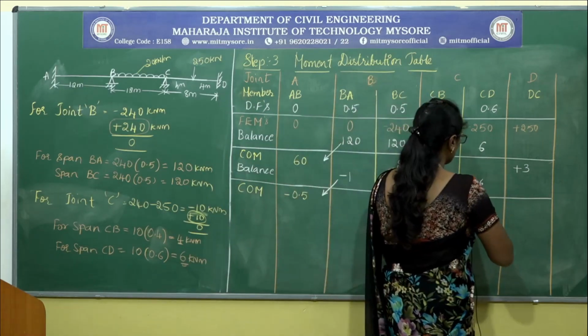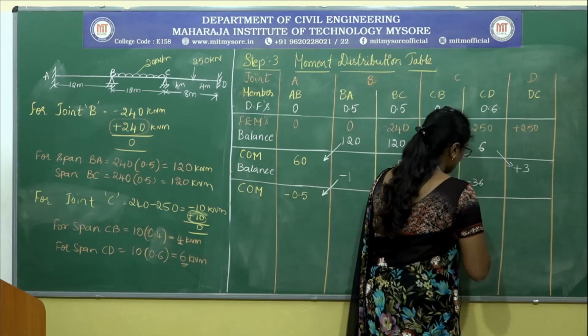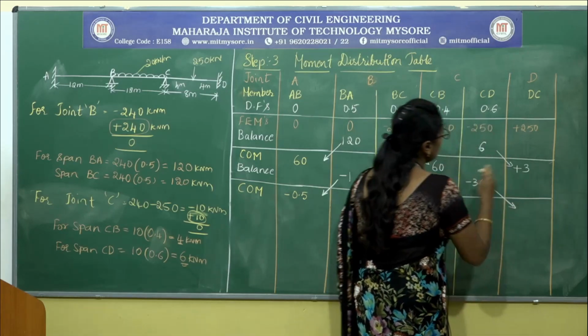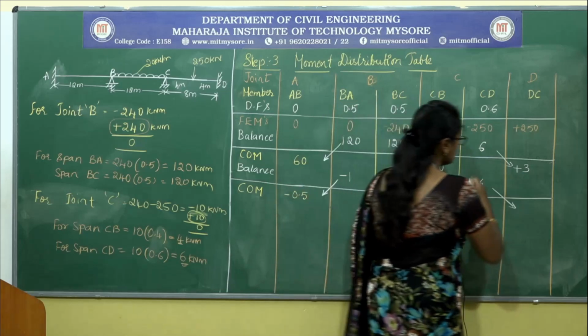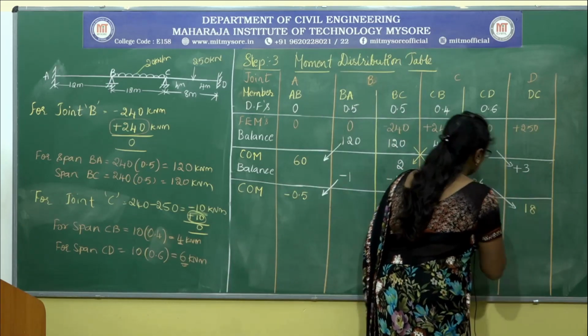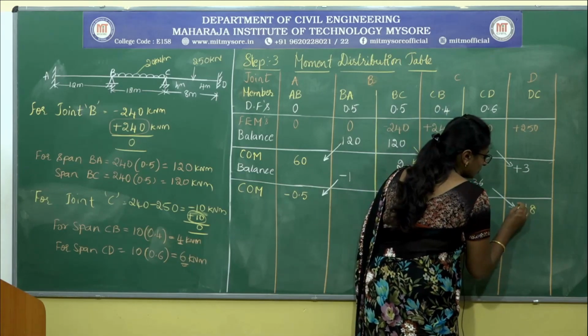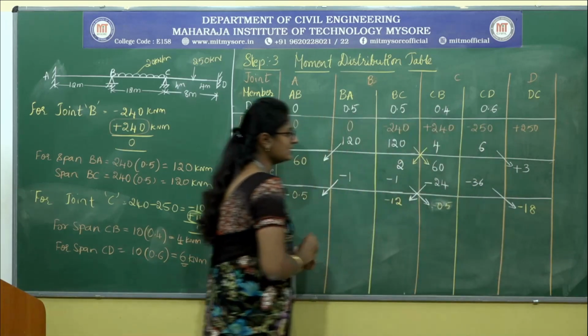Again here it is -36, the far end is fixed, half of 36 is transferred, half of 36 is 18. The sign is negative, therefore the induced or carried moment is also in the anti-clockwise direction.